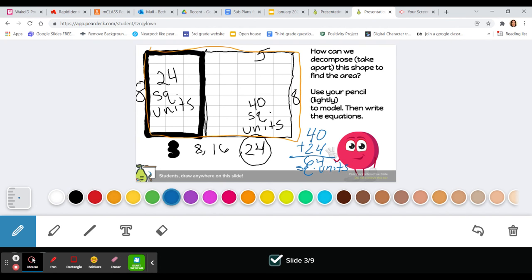Okay, well, let's see if this makes sense. If this length of my rectangle is 8, and this part is 5, and this part is 3, 5 plus 3 is 8, I would do 8 times 8. And I want you to ask yourself, is 8 times 8 64 square units? If it is, we decomposed or took apart our rectangle correctly. I hope that helps.